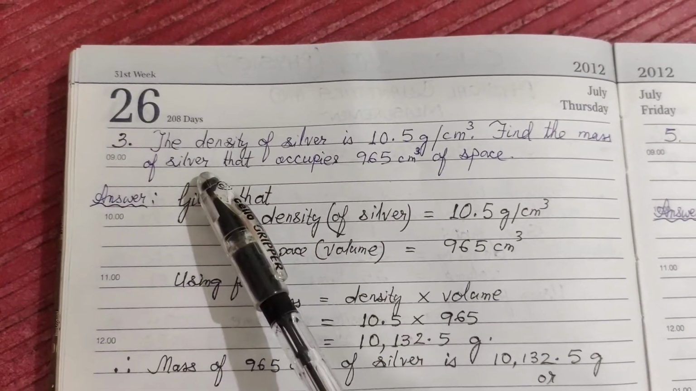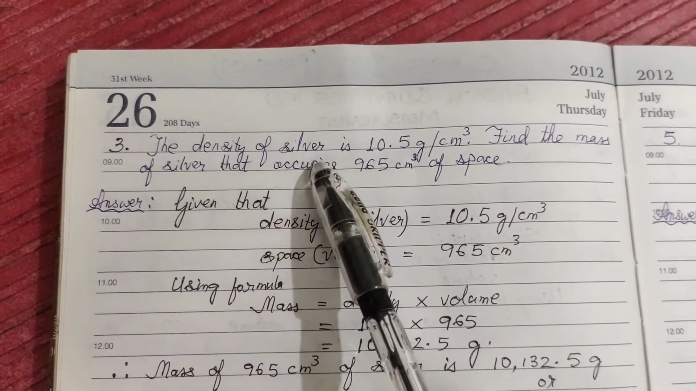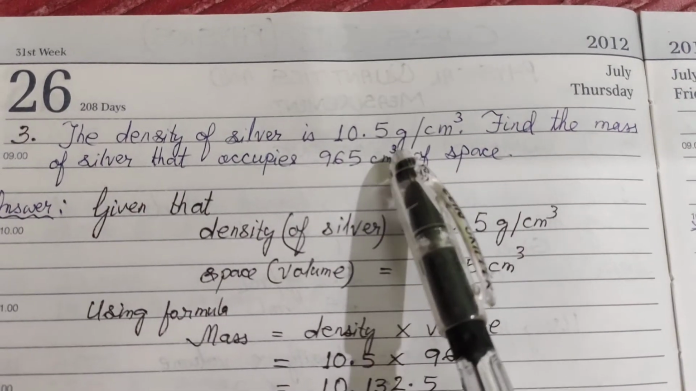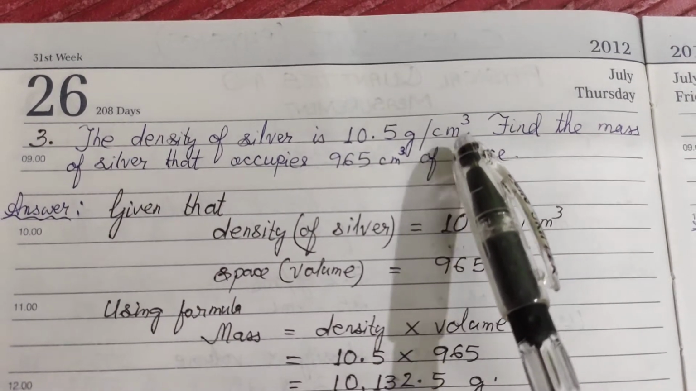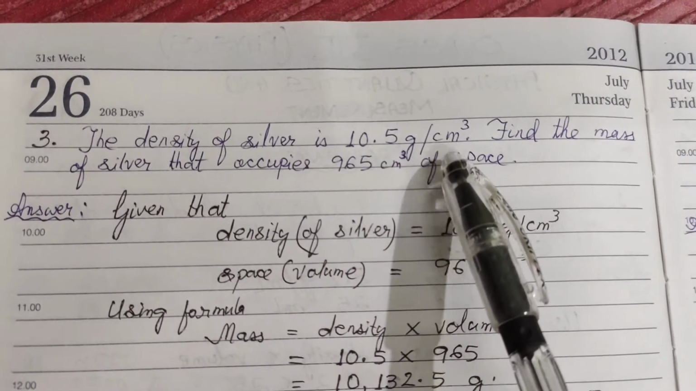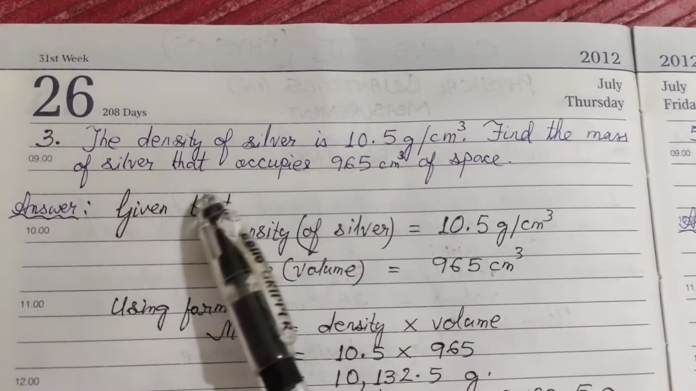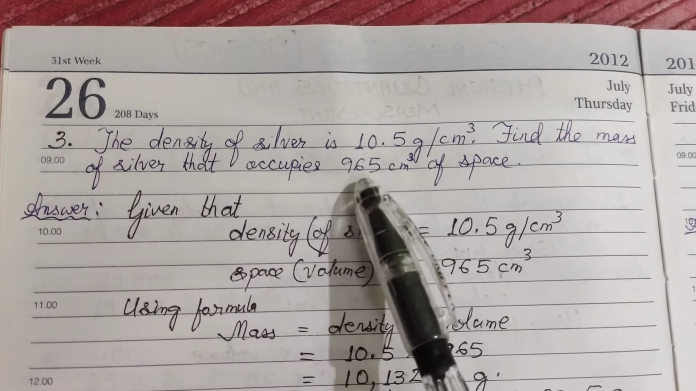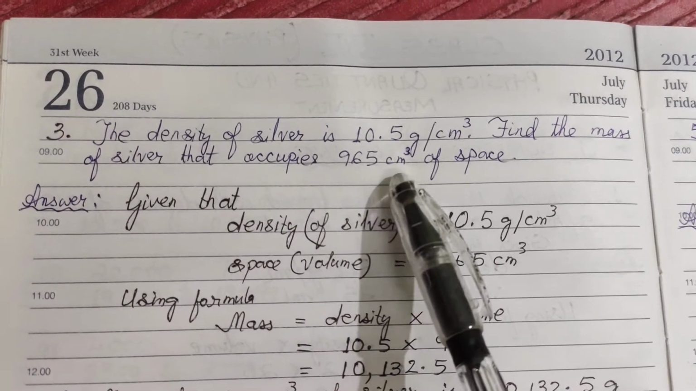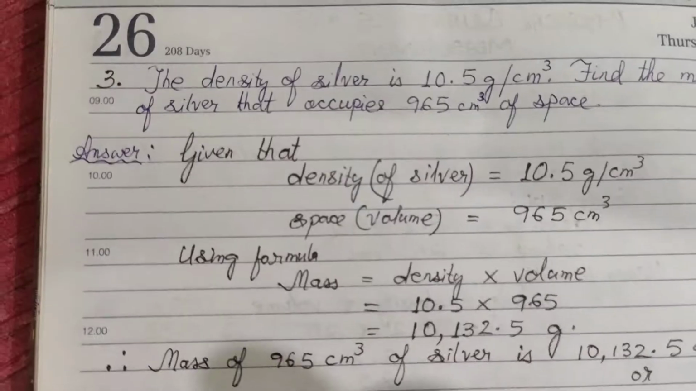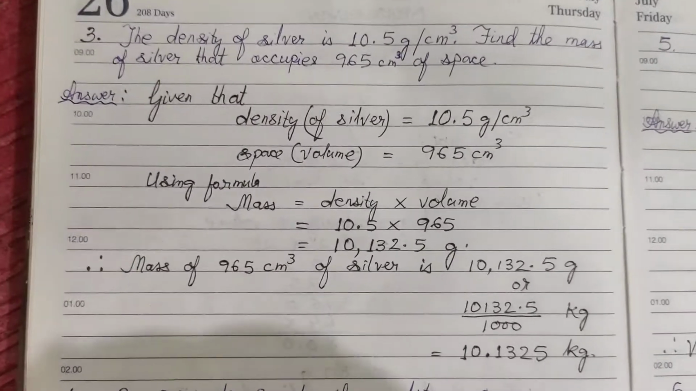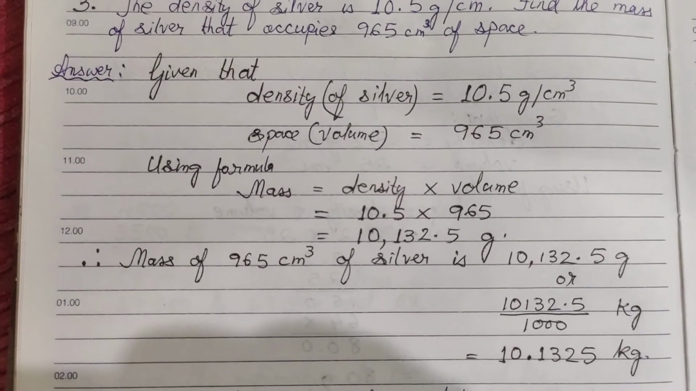Next question, question number 3. The density of silver is 10.5 gram per centimeter cube. Gram is CGS, centimeter cube also is CGS. So this density unit is given in CGS unit. Find the mass of silver which occupies a space of 965 centimeter cube. So our density is 10.5 and volume is 965 centimeter cube.